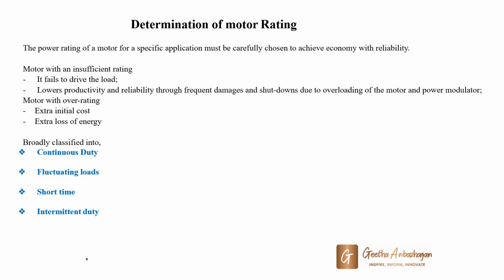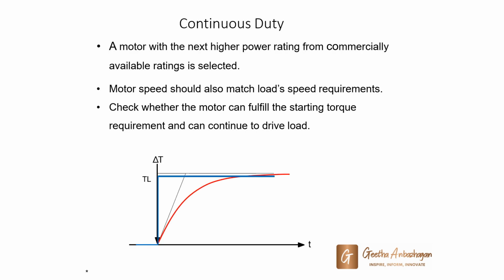To make the right choice, carefully analyze your application's requirement, considering factors like load demands, duty cycles, and safety margins. Consult with experts and refer to manufacturer guidelines to ensure a precise match between the motor's power rating and your application needs. Remember, a well chosen motor power rating not only ensures optimal performance but also contributes to long term cost saving and reliability. Now, the determination of motor rating is broadly classified into continuous duty, fluctuating loads, short time, and intermittent duty. At first, continuous duty.